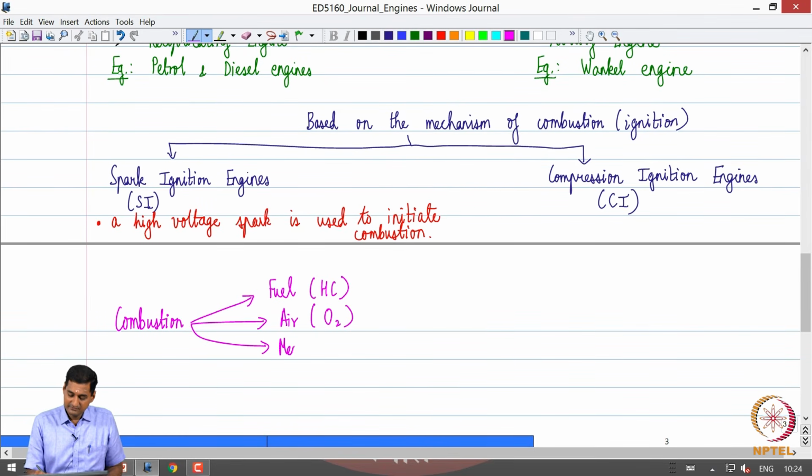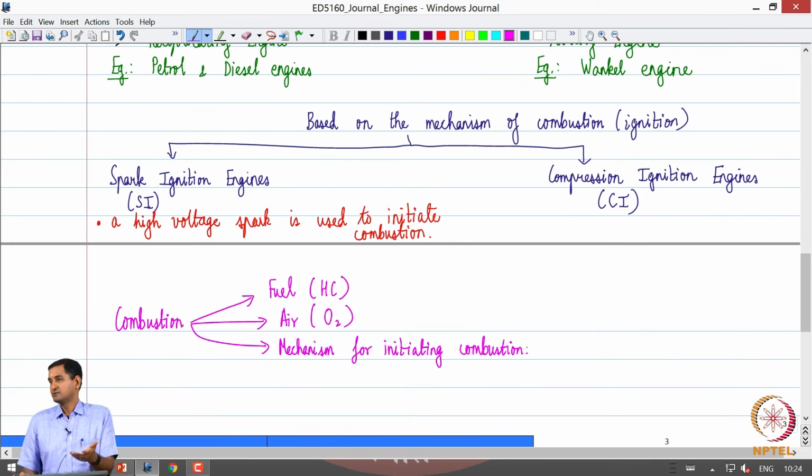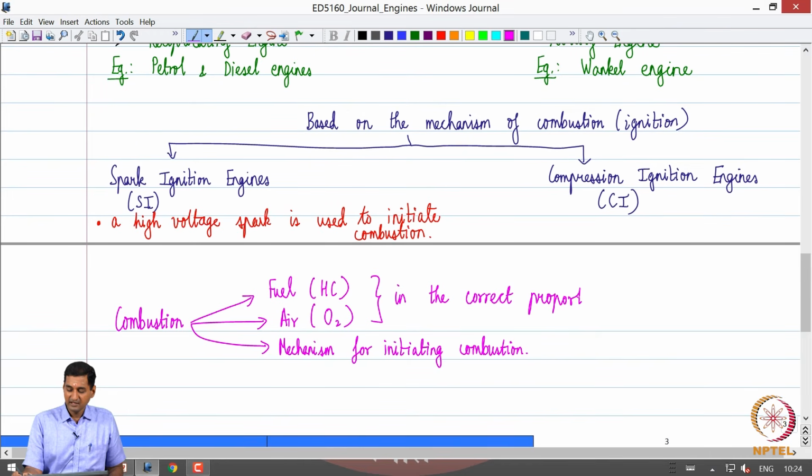a mechanism for initiating combustion. So, we need these three requirements or items to have combustion. Of course, we need fuel and air in the correct proportion. So, they should be in the correct ratio or correct proportion for effective combustion. So, that is very important.